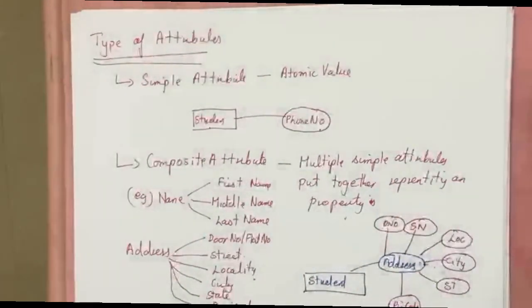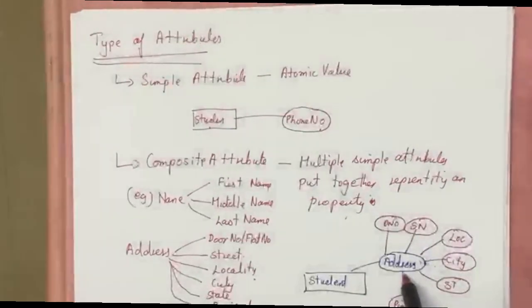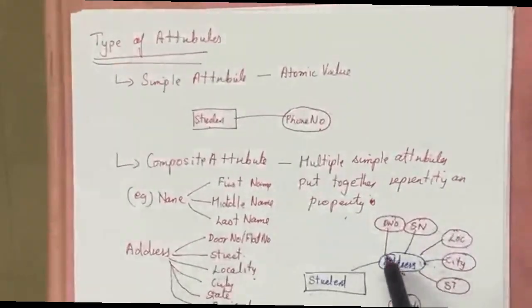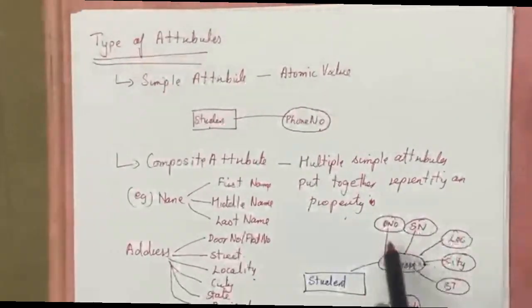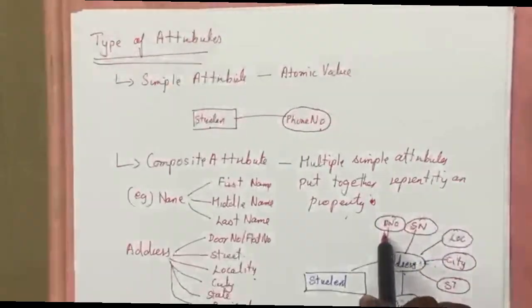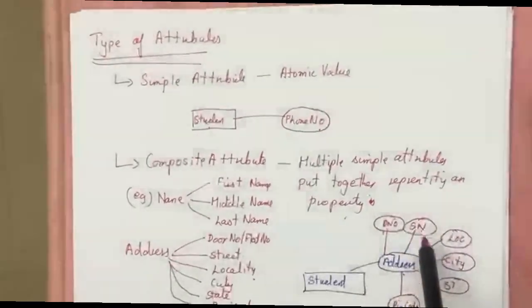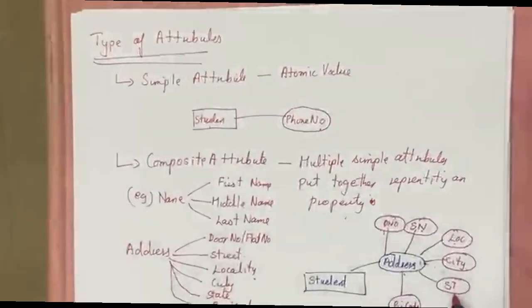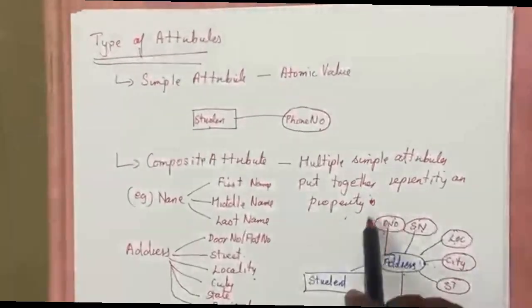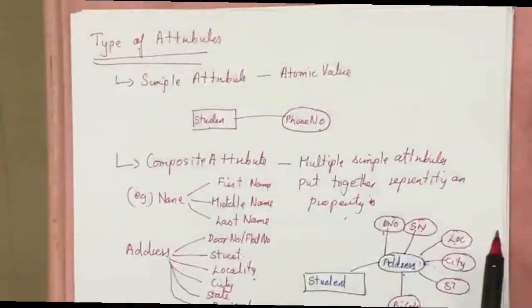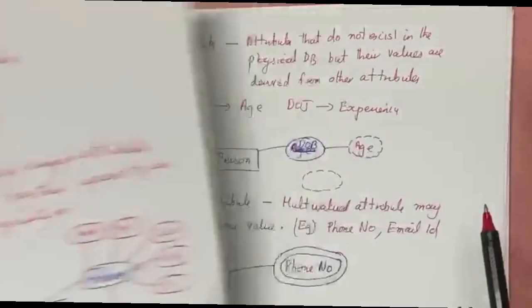When I want to represent it, student is an entity which I'll have in a rectangle box. Address is an attribute where each of the sub-attributes, that is door number, street name, the locality, city, the state and pin code, are all its composite attributes.